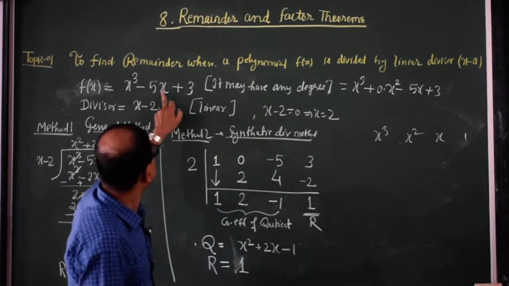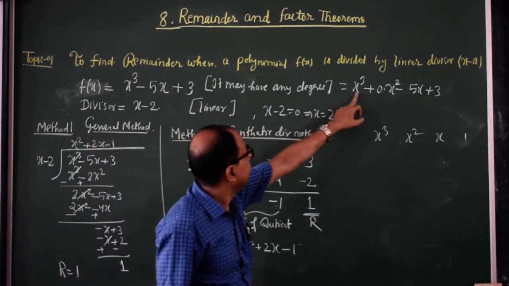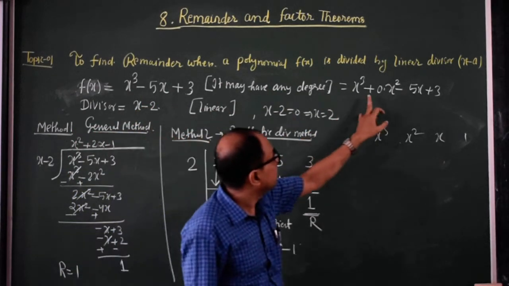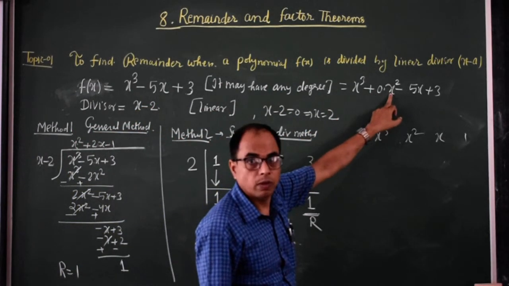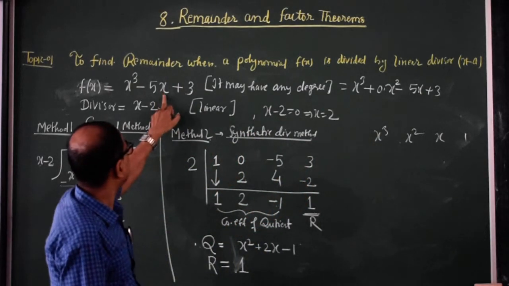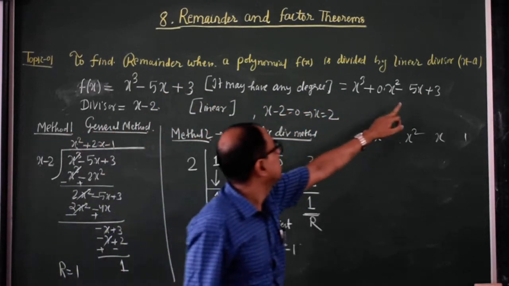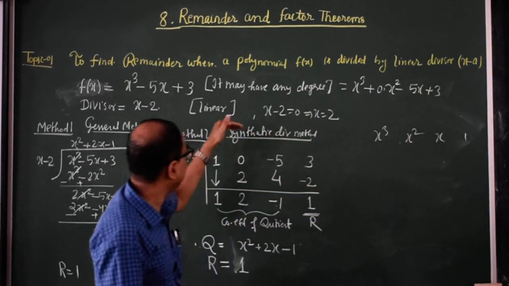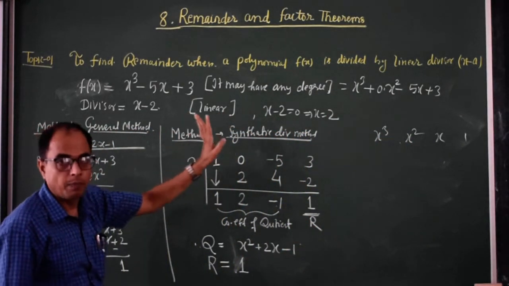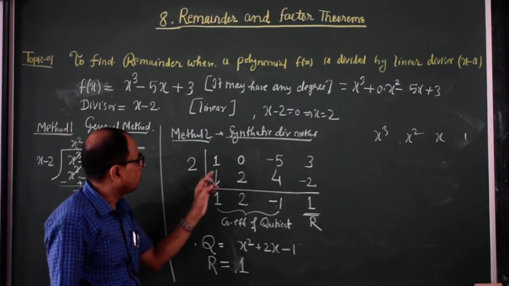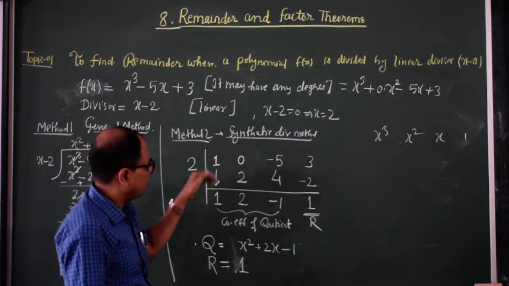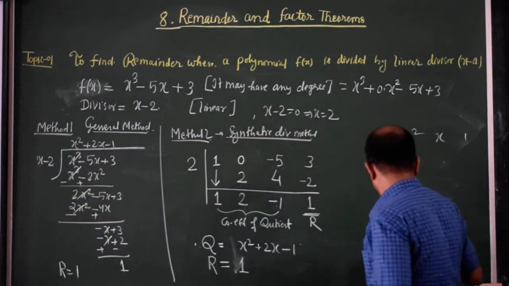So if you want to make this polynomial complete, write x cube. Here x square is missing, so in that place you can write 0 into x square. Then the term of x is there, minus 5x, and plus 3. So this is called a complete polynomial. In the synthetic division method, the polynomial should be complete. Write the coefficients here, and the method I have already discussed.